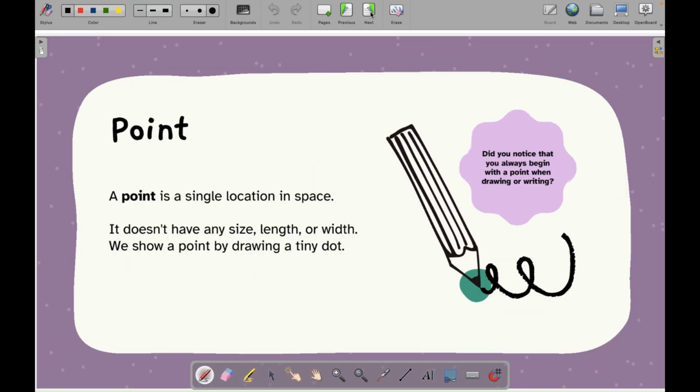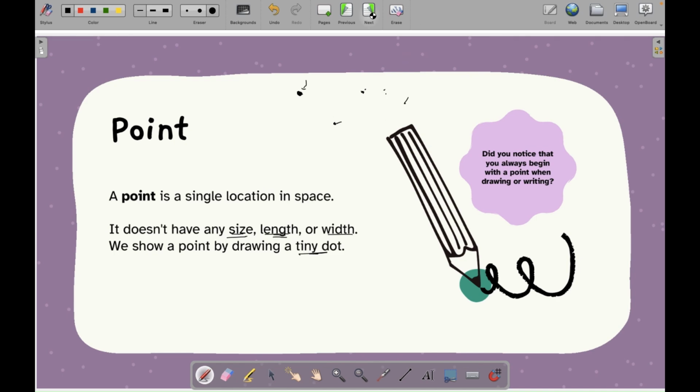Okay. A point is basically any location, any dot that you put in this space. When you are drawing or writing something, you must have noticed that at the starting point, you just start with a point, right? Although it occupies some physical space, that space is just a representation. Actually, a point does not have any size. It does not have any length or width, right? And how do we represent a point? By just drawing a tiny dot.